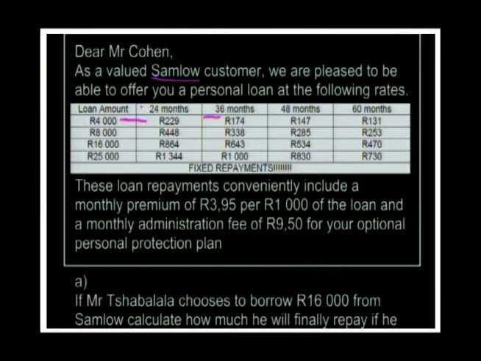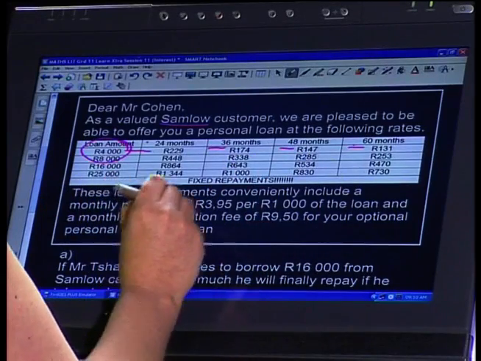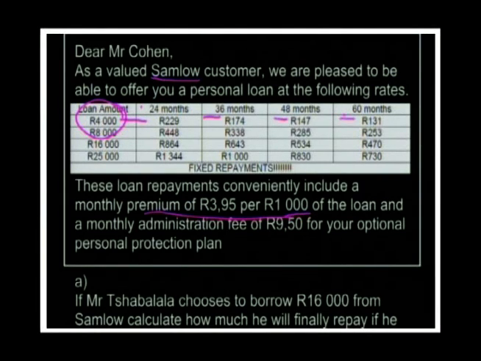Over 36 months, it will be 174 Rand a month. 48 months, longer, he needs to pay back less. And over 60 months, still a longer period, and he pays back less. This is all on the original 4,000 Rand that he borrowed. These loan repayments conveniently include a monthly premium of 3.95 Rand per 1,000 Rand. So that's included in your monthly repayment. And a monthly administration fee of 9.50 Rand for your option personal protection plan.